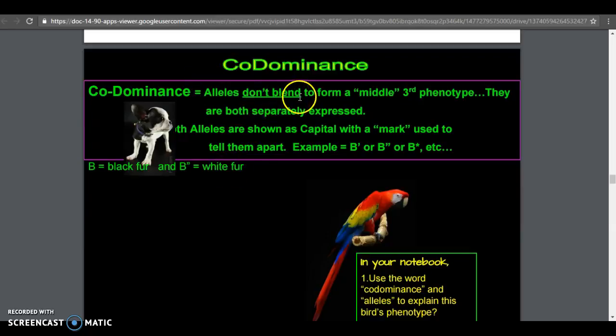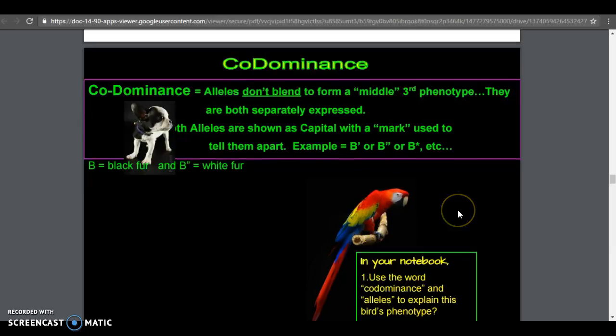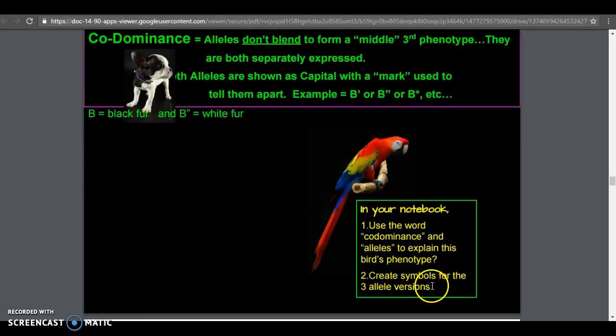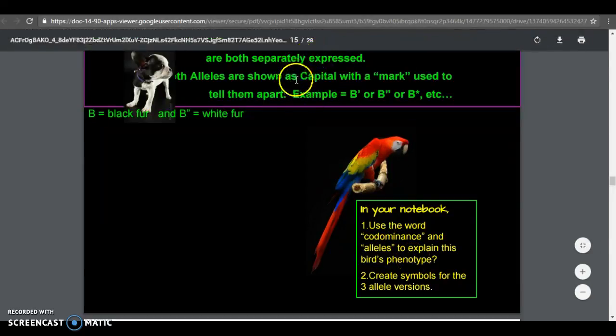So again, it says alleles don't blend to form a middle. They just are both separately expressed. And here's a perfect example too. Look at this. This bird is showing separate red, yellow, and blue feather colors, and that's genetic. And it says, looking at this bird, use the word codominance and alleles to explain the bird's phenotype. So study the definition up here and use that to try to support your ideas of explaining what's going on with the bird based on codominance.